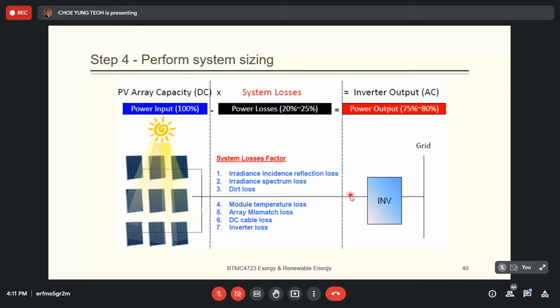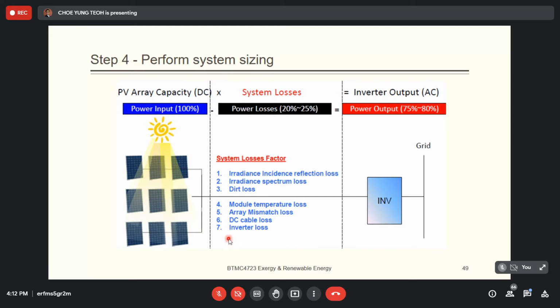And then you can see that we do not consider the AC cable loss here because AC cable loss is after the inverter. But now we are calculating the losses between the input until the inverter. So AC cable loss is not calculated here, but you should calculate it after the inverter, when you connect the inverter to the grid. That is another part for cable loss, which is AC cable loss.